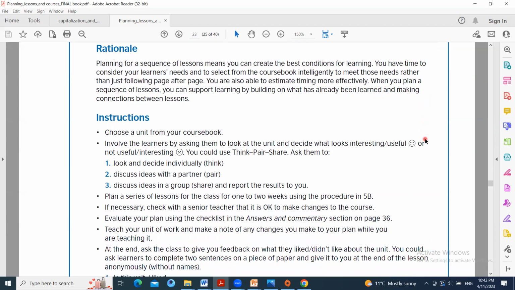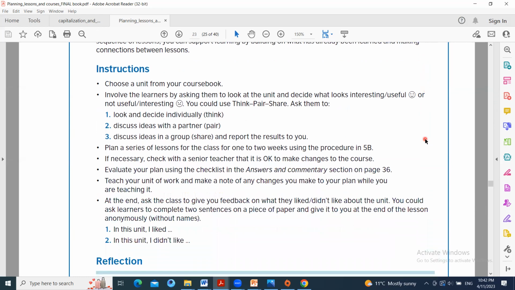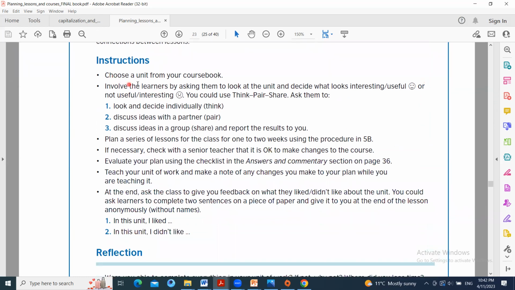Here we have some instructions. First, choose a unit from your coursebook. If you are working with the sixth or the seventh class, take their coursebook, the Garnet coursebook. Involve the learners by asking them to look at the unit and decide what looks interesting or useful, or not useful.